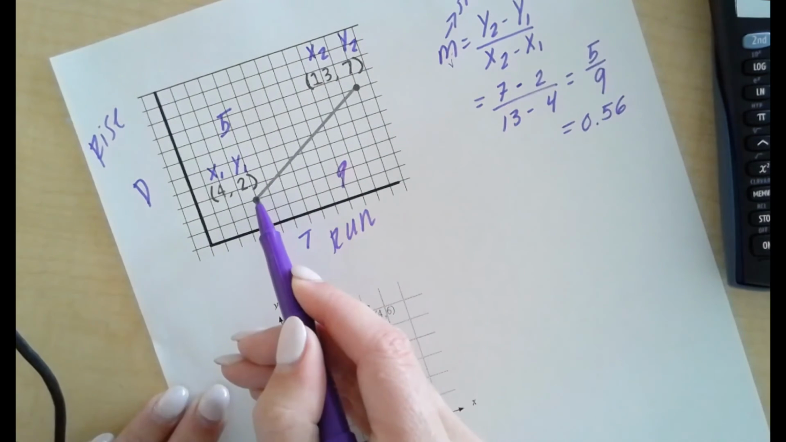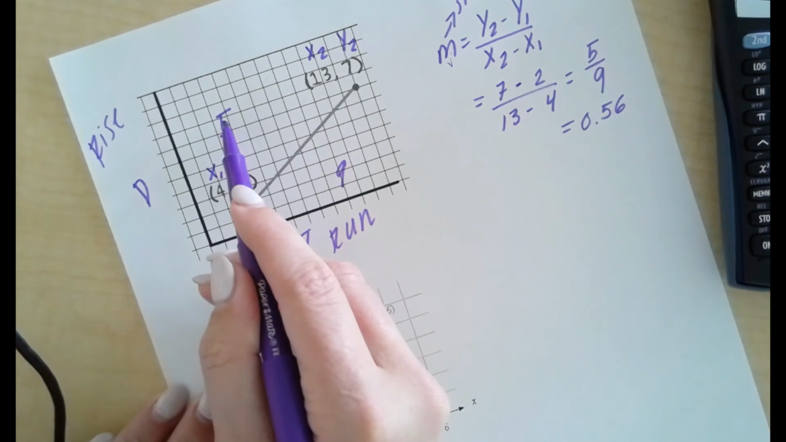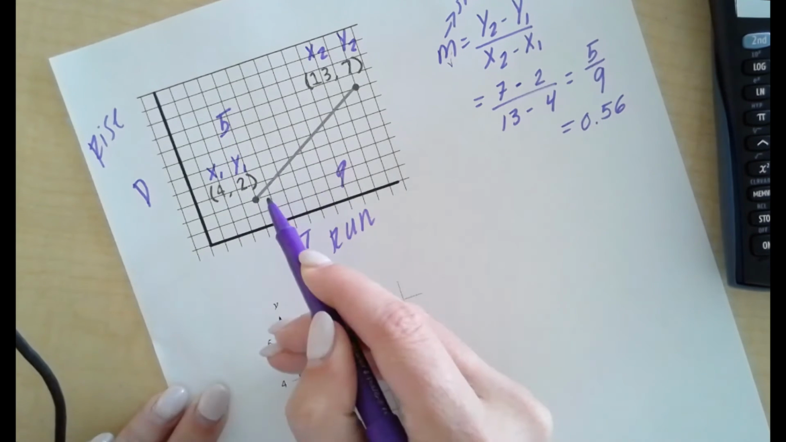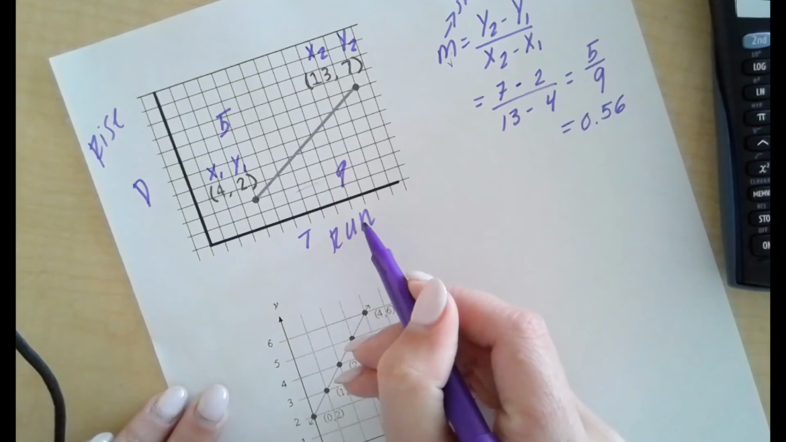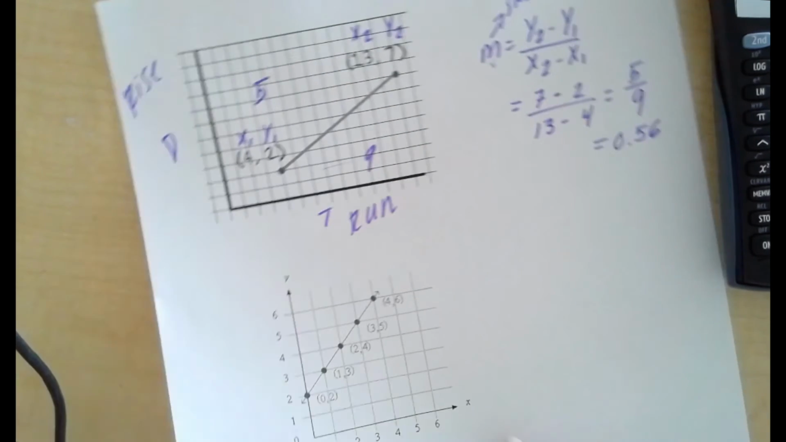So again, you're looking at how much you went up on the y-axis by, that's my rise. How much you went over on the x-axis by, that's my run. And for some, that is a quicker way of determining what the slope is. I'll show you again how to do that on the next example.